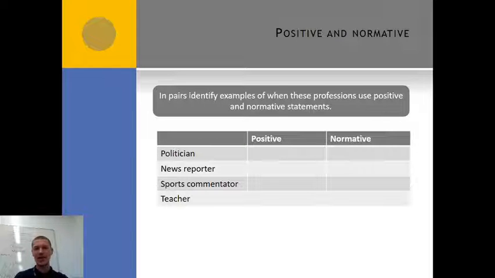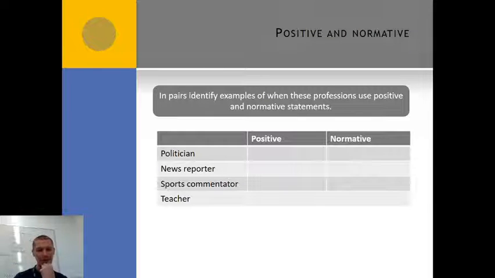A sports commentator, positive comment, Arsenal 1, Tottenham 0. A normative statement could be, what a fantastic result. This is the greatest day in football. It's Arsenal 1, Tottenham 0. They've taken that positive of the football score and then they've put their normative opinion on it by saying, what a great day, best day in football. You can probably guess who I support through that, although I try not to go on about football.